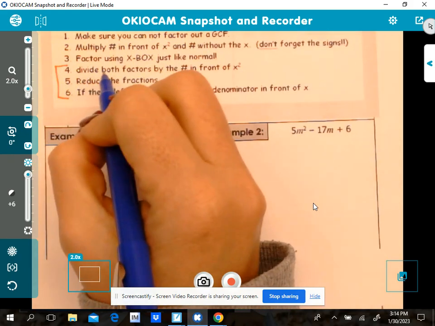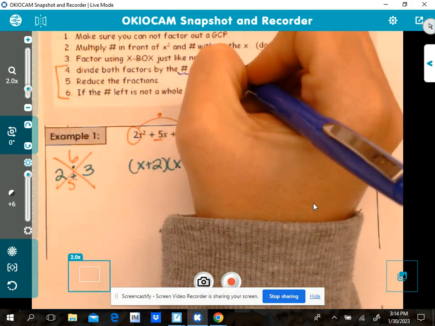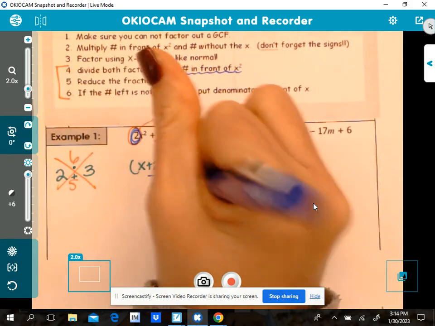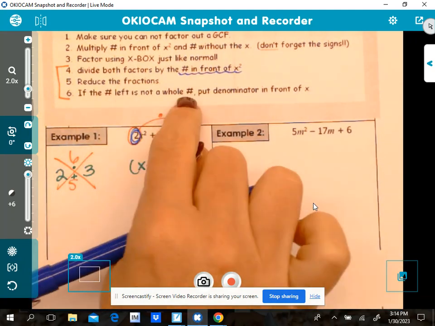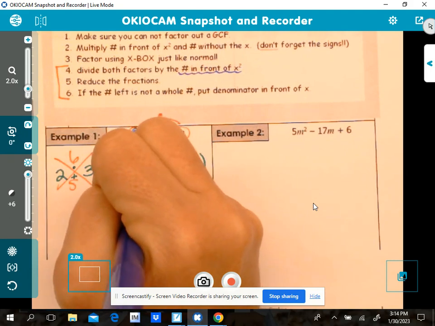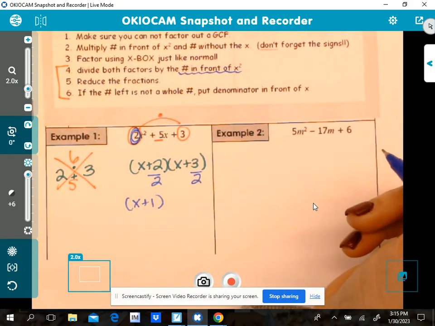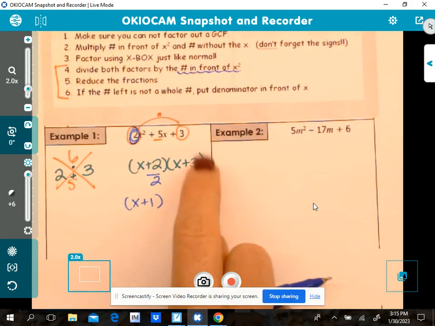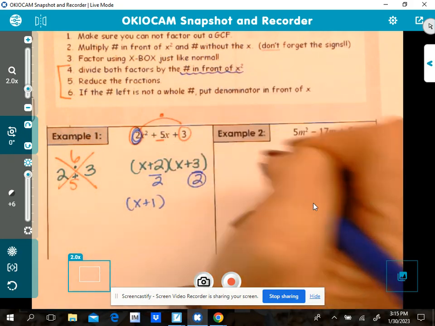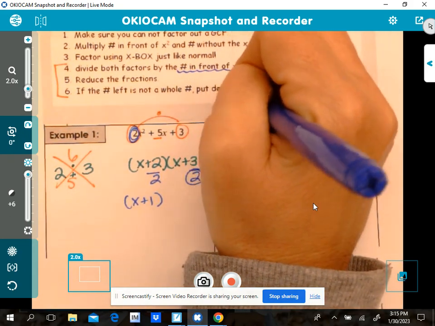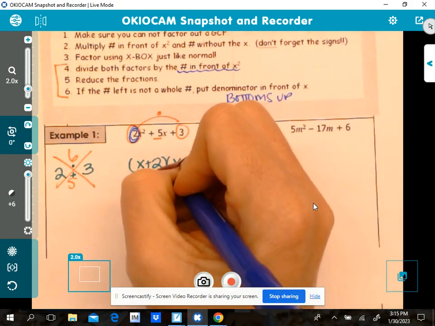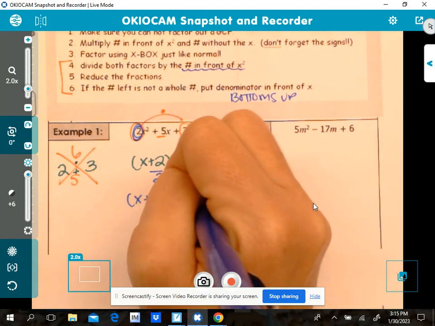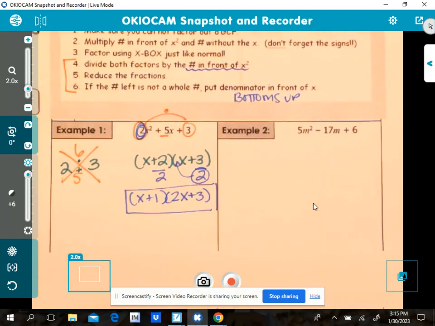All right, step number 4, divide both factors by the number in front of X squared. So our number that we multiplied by up here was 2. So we're going to go down here and we're going to divide both of these factors by 2. Reduce the fractions. 2 goes into 2 one time. 2 does not go into 3. So it says if the number left is not a whole number, 3 over 2 is not a whole number, put the denominator, that's our bottom value, in front of X. And this is what I call bottoms up. Bottoms up, bottoms up. Okay, so we're going to move that 2 to the front and leave everything else the same.